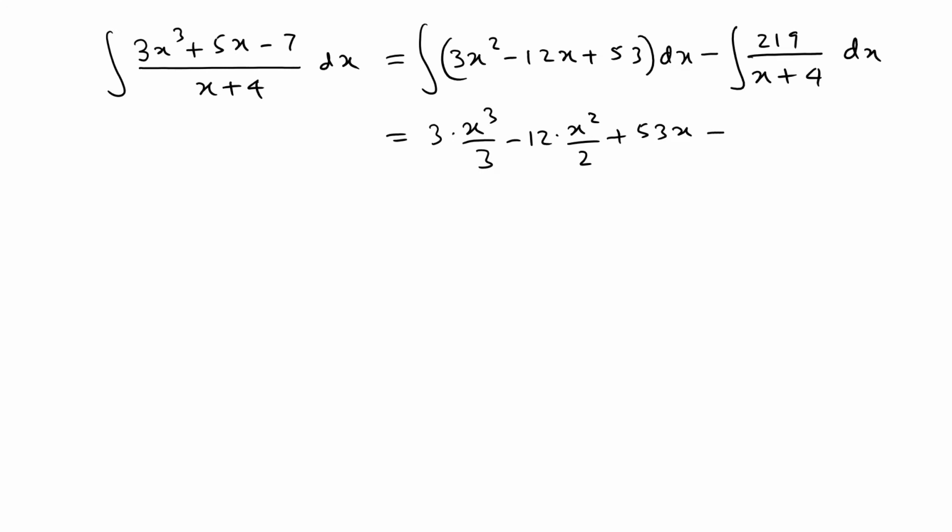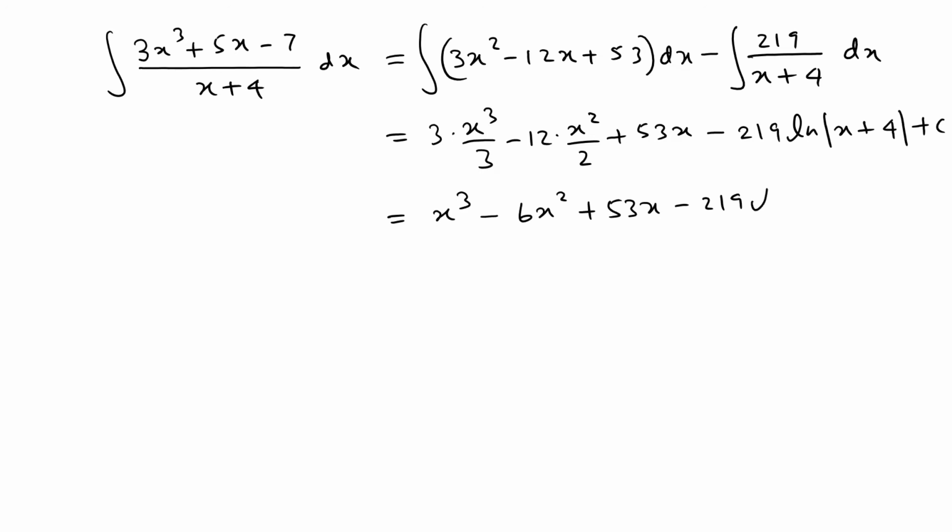When you have x plus a term, it's just a natural log. That means it's 219 natural log x plus 4. Now you add the c. So if you simplify this a little bit, you can see this is just x³ minus 6x² plus 53x minus 219 natural log x plus 4 plus c.